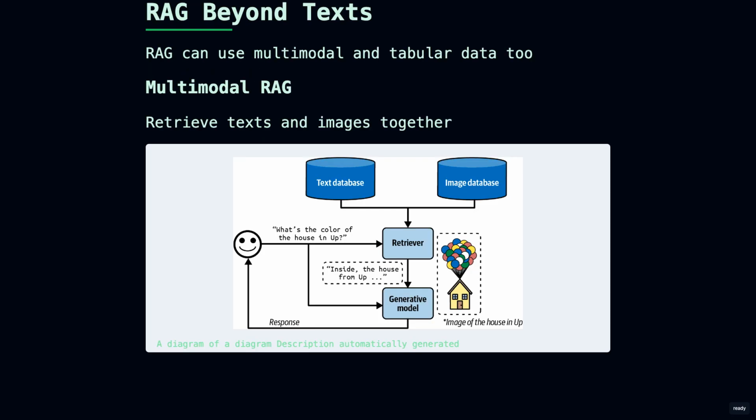Notice the pattern in this diagram. The query is matched against multiple sources, and the retrieved context can include both text and visual evidence. That is what makes the answer less dependent on language alone.